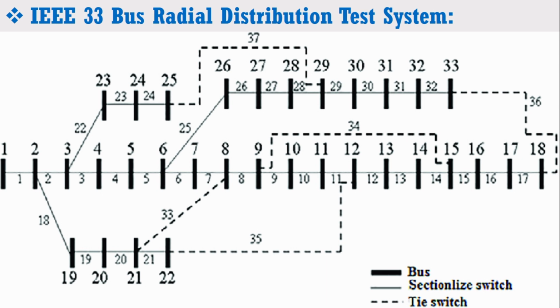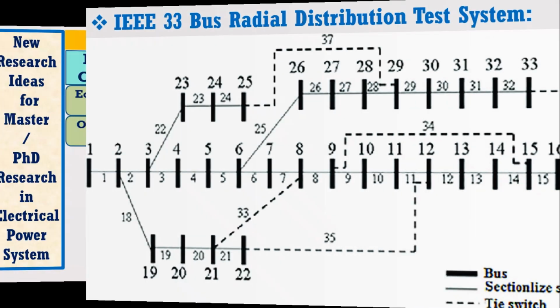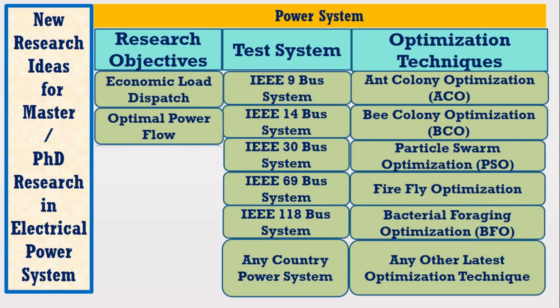Now our aim is to find again the best possible combination of these tie line switches which provides the minimum losses. This process is known as network reconfiguration. It is because in this process the configuration of the power system network is changed. To find these best combinations, again various optimization techniques such as ant colony optimization, bee colony optimization, particle swarm optimization, firefly optimization, bacterial foraging optimization or any other latest optimization technique can be applied.